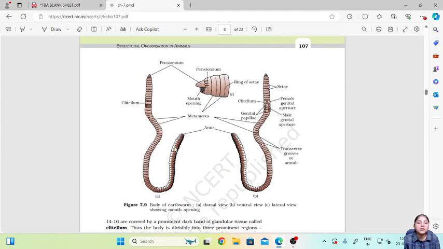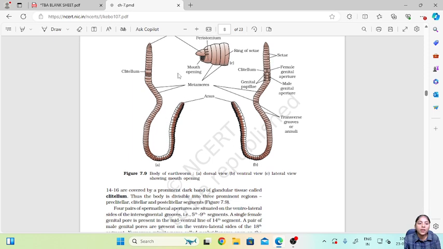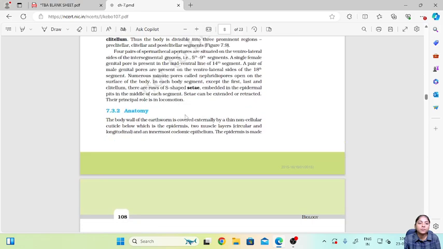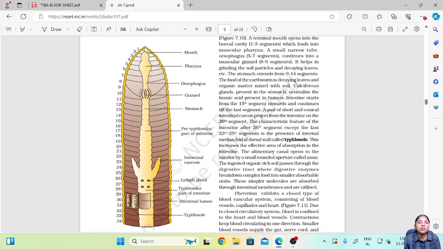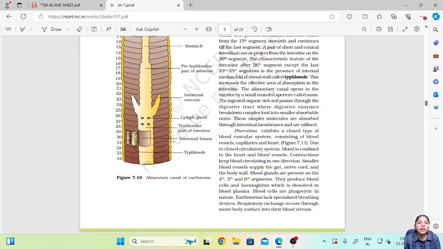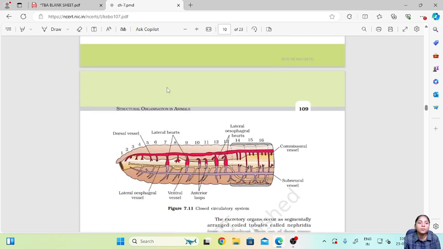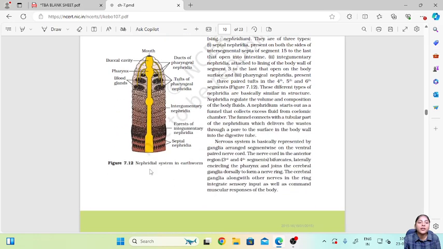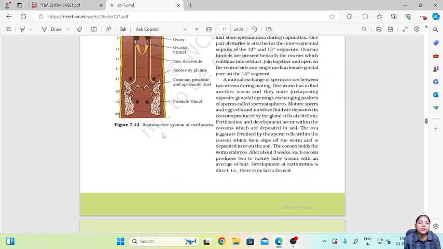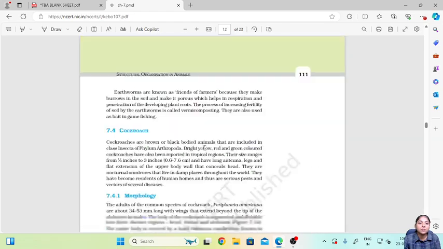So here this is how the body of earthworm looks. This is the dorsal view, this is the ventral view, and the lateral view showing the mouth opening. Then the anatomy. So this is the alimentary canal of the earthworm. We have seen all these parts, that is mouth, pharynx, esophagus, gizzard, then stomach, then the typhlosole. This is the circulatory system of earthworm, and then the nephridial system, the excretory, and this is the reproductive system.